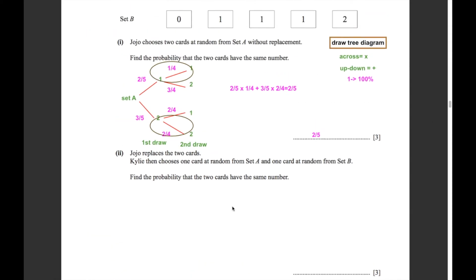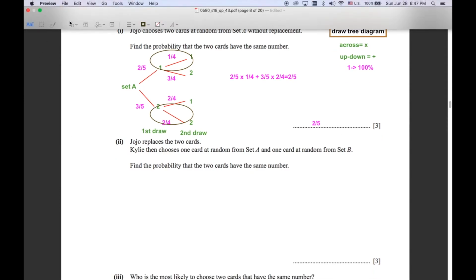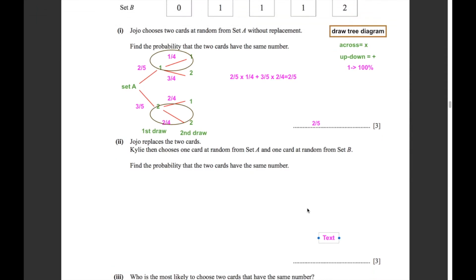So Jojo replaces the 2 cards. So she puts them back. And Kylie then chooses 1 card at random from set A and 1 card at random from set B. Find the probability that the 2 cards have the same number. Okay, so let's create a small tree diagram.